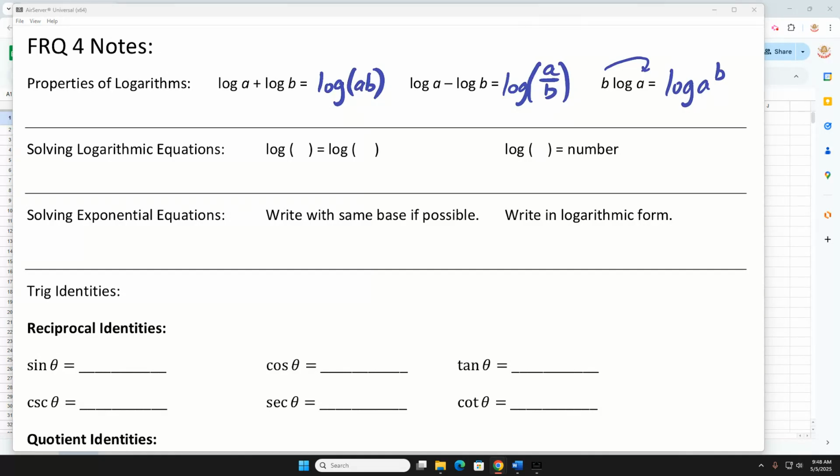And so if you have log equals a log, what do you do to solve it? Do you want to drop off the logs? What about log equals a number? You loop it. So some people call it the loop. Some people call it write in exponential form. Whoops, spell it right.